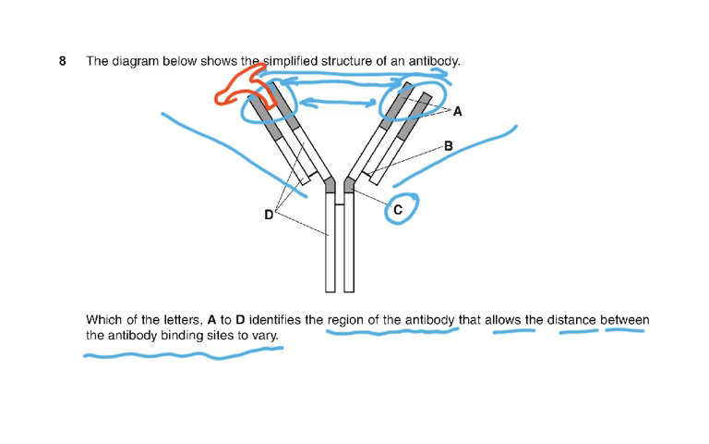So antibody binding sites vary. How is this distance going to be changed? How is the distance going to become more or less? It's the hinge area, the hinge region. So that is why question number 8, the answer is C.